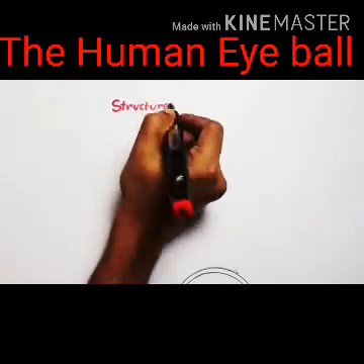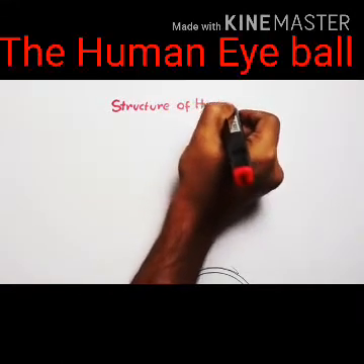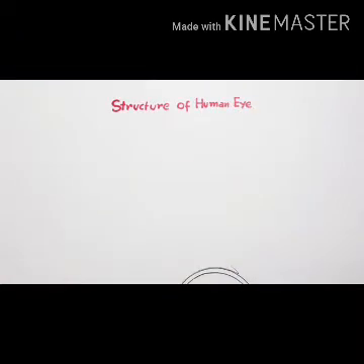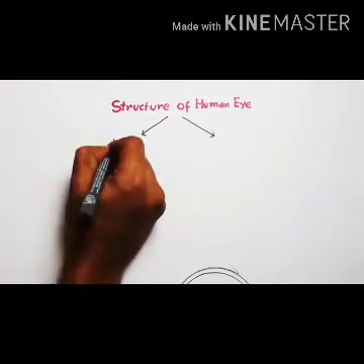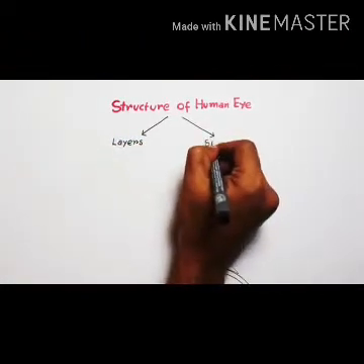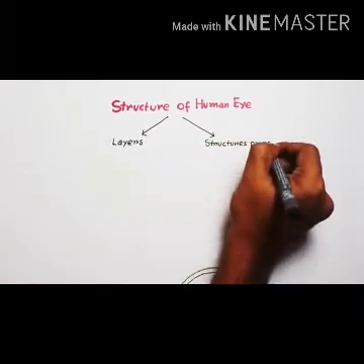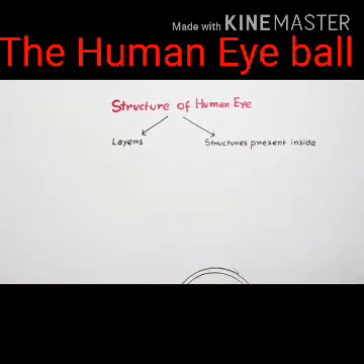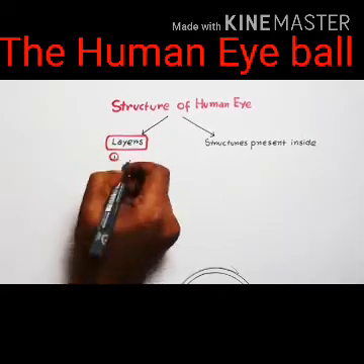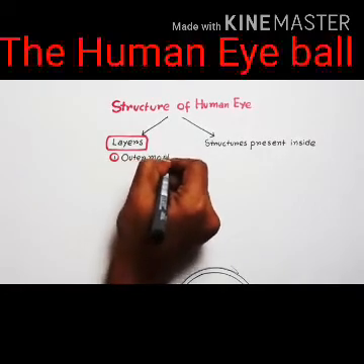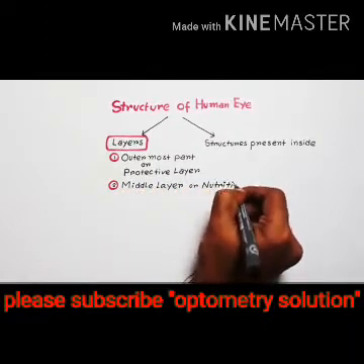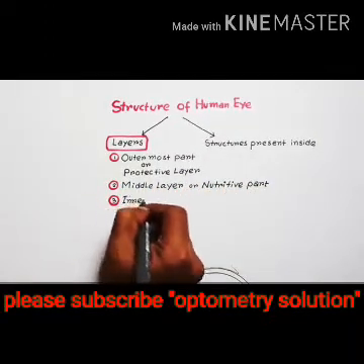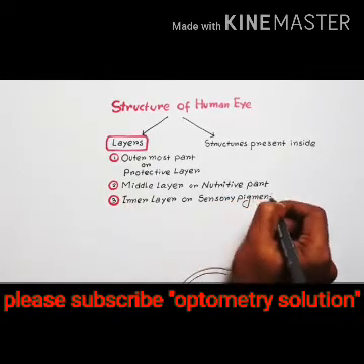In this video, we are going to discuss the structures of the human eye. For better understanding, we can divide it into two parts. One is what are the walls or layers of the eyeball and what are the structures present inside. So let's discuss the layers first. Basically, it has three layers: the outermost part or protective layer, the middle layer or nutritive part which provides nutrition, and the inner layer or sensory pigmented part.